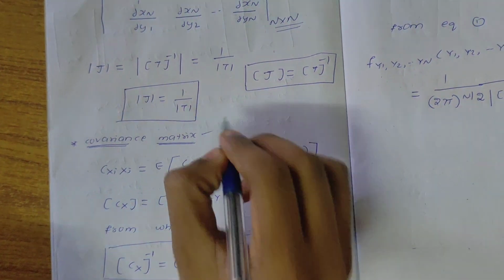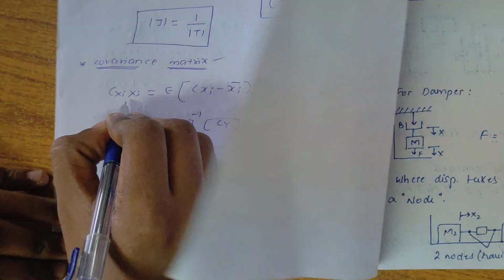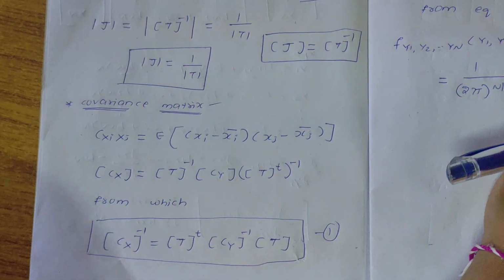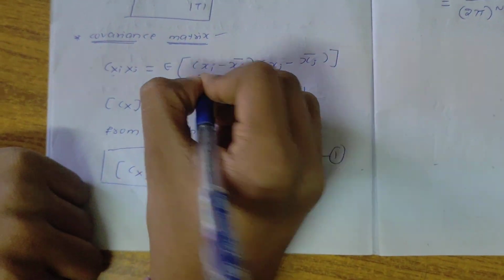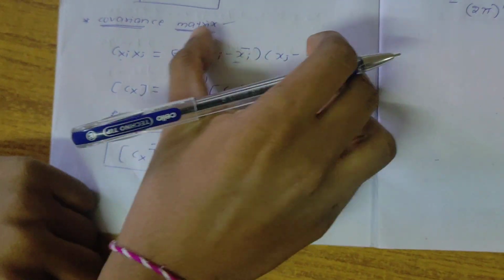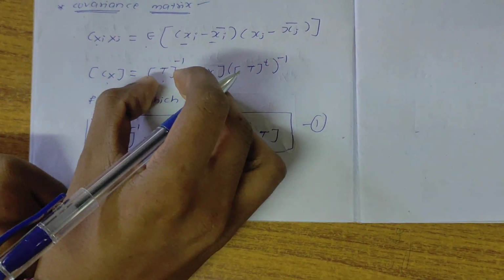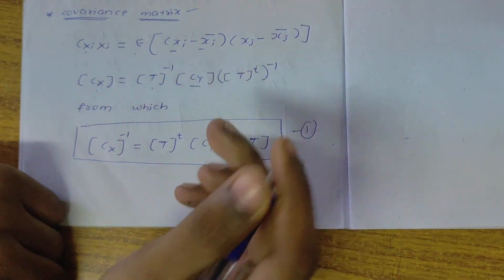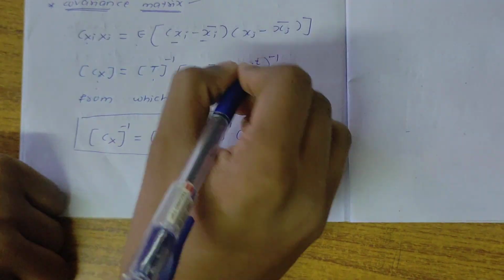Now we can discuss the covariance matrix. Covariance means if we have n random variables, then we can take the covariance of the n random variables. Covariance is nothing but the expected value of the random variables minus their mean value. Now if we solve this, we get the covariance of x is equal to T inverse, the transform matrix inverse, into the output covariance matrix into the transpose of the transform matrix inverse.